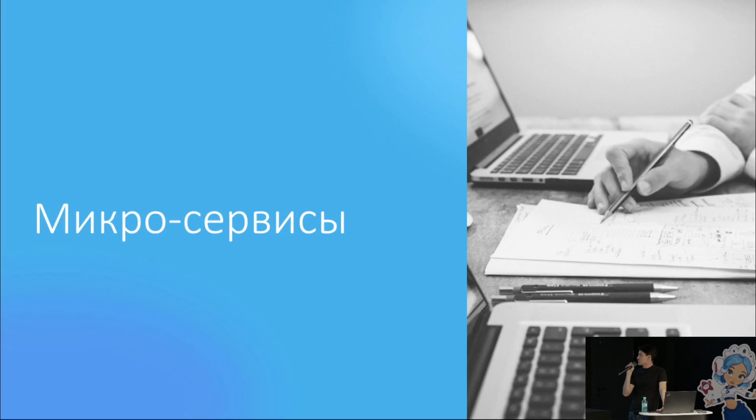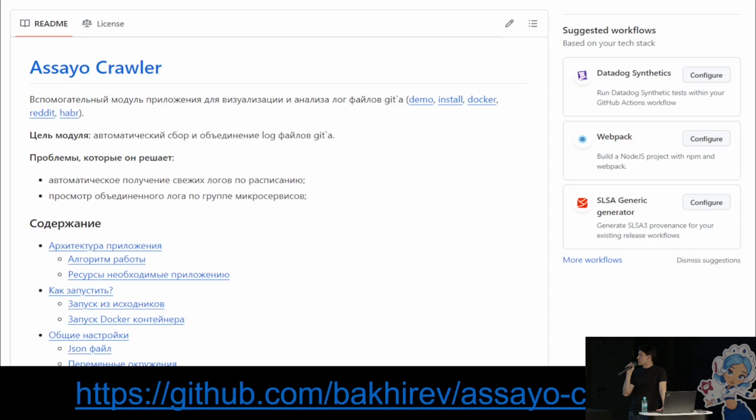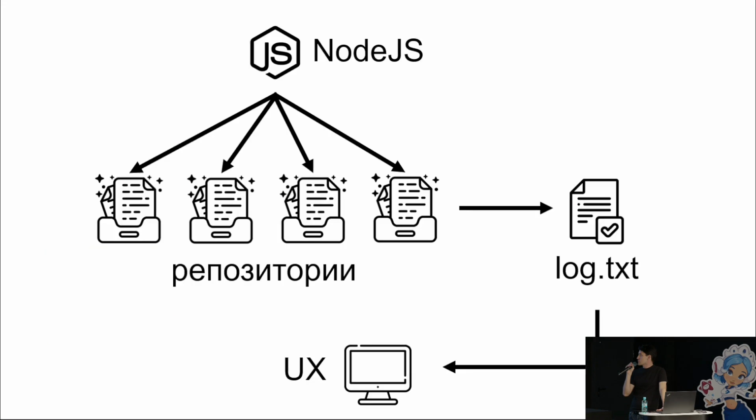The next to last question is microservices. It happens that we don't have a monolith, but a bunch of separate microservices, and we need to somehow collect information on all microservices and define it. But in general, for this purpose, there is another package that runs through different repositories, collects logs, glues them, and gives you one file for 200 to 300 repositories.